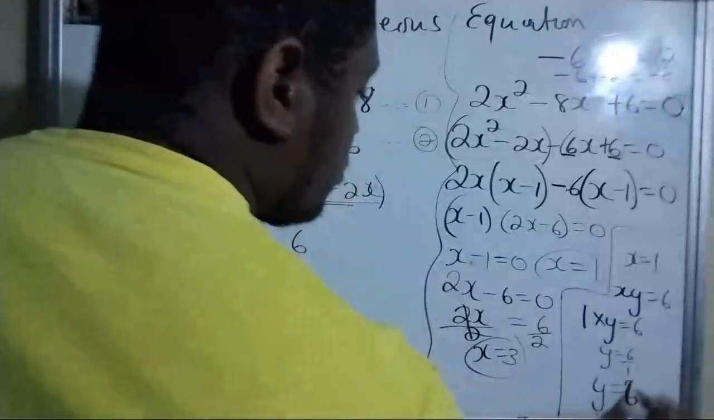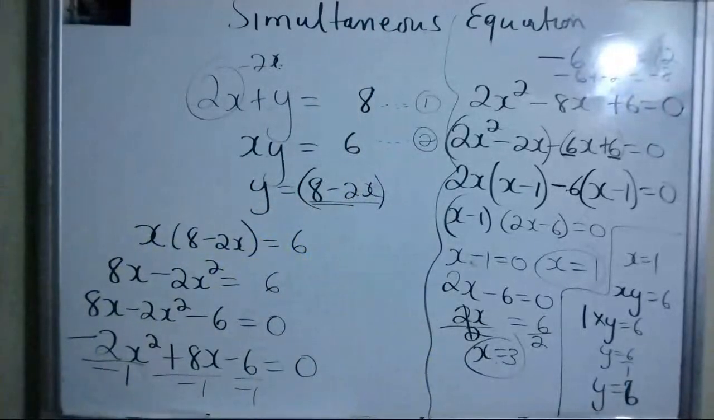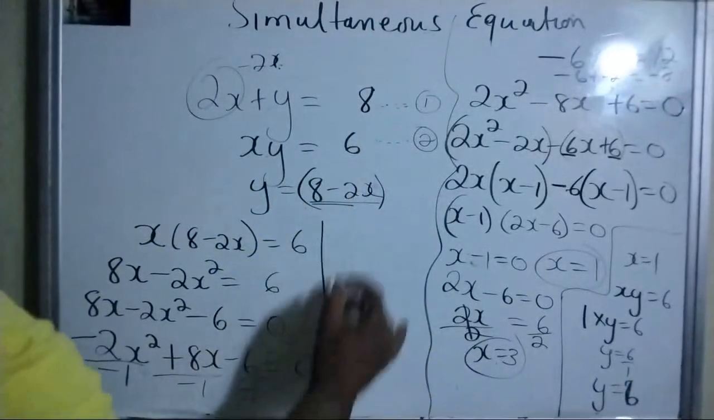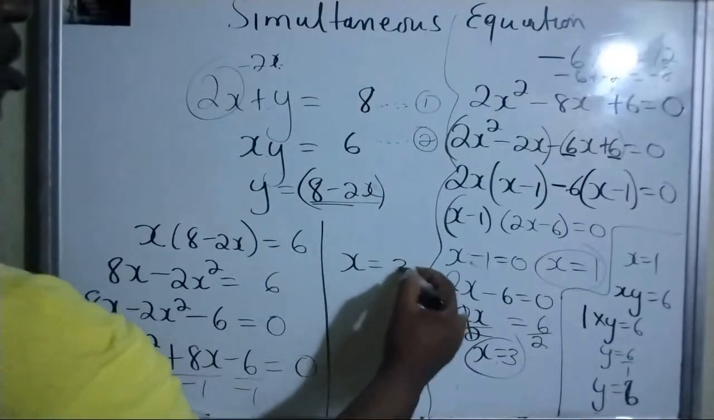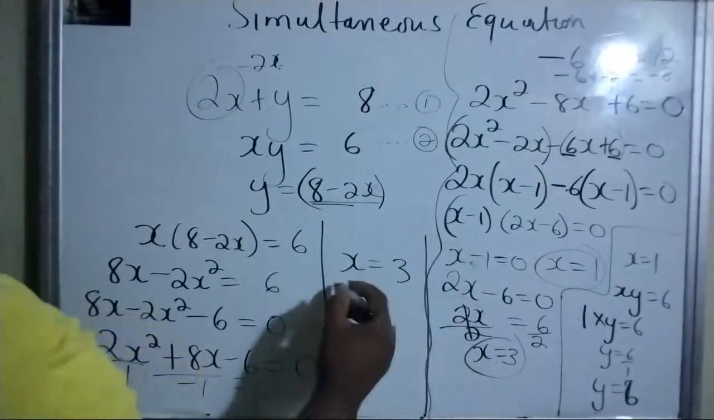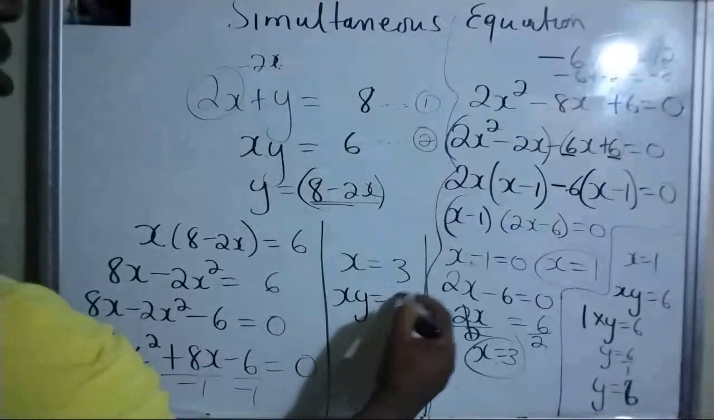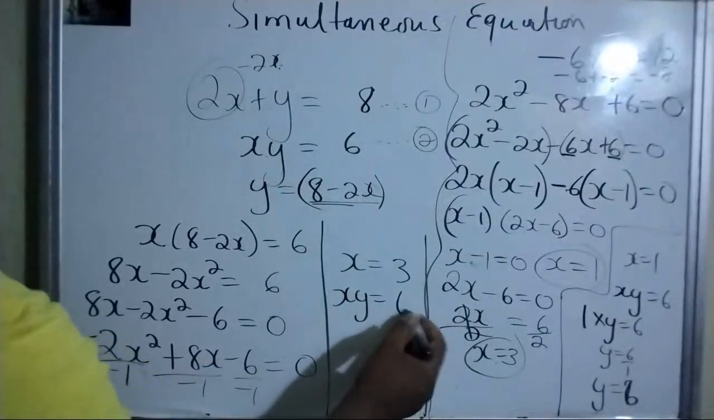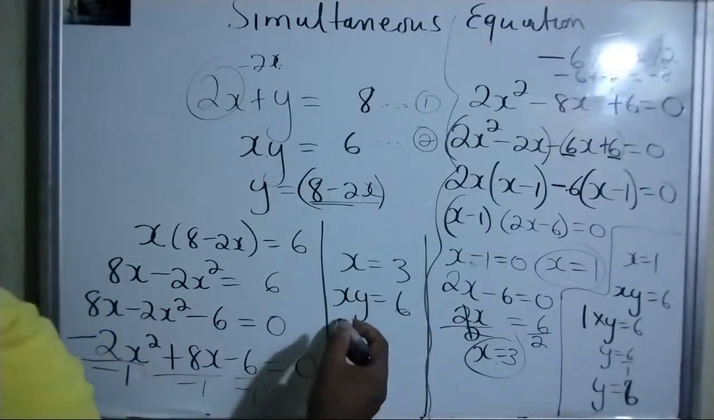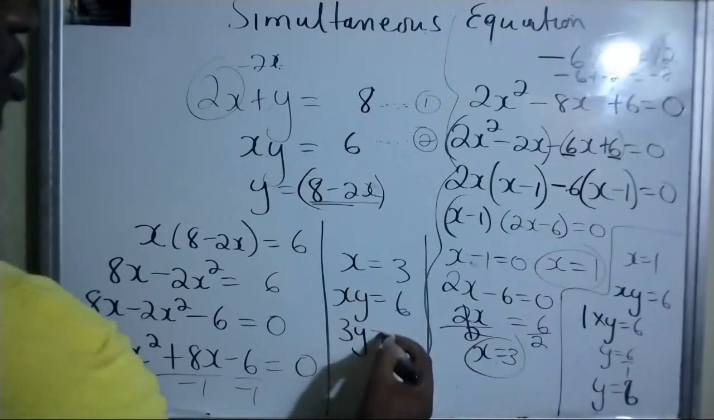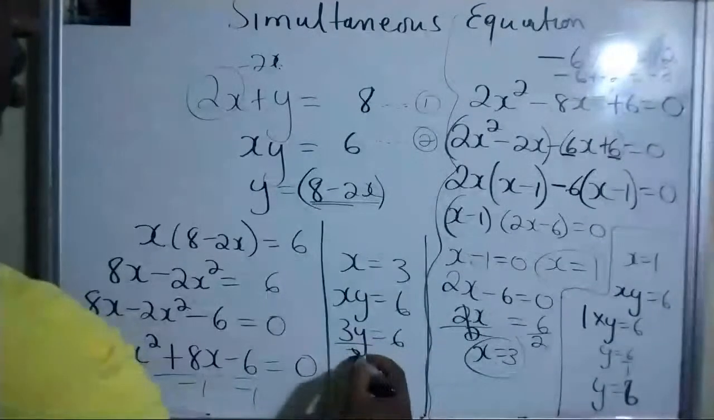And when x is 3, we have xy equals 6. What times 3 gives us 6? So we replace this. We have 3y equals 6, and we divide by 3.